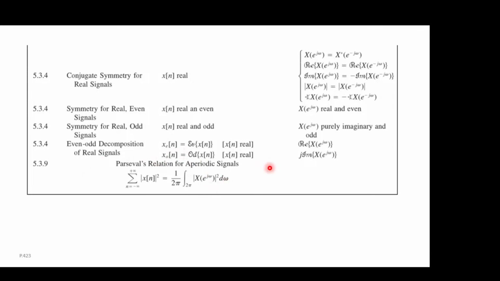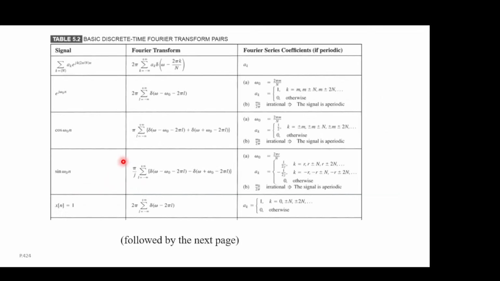Finally, we have Parseval's relationship as usual: the energy in the time domain equals the energy in the frequency domain. But there is usually a weird normalization. Here you need to divide by 2 pi, so it's the average energy in one period in the frequency domain, because it's periodic in the frequency domain. In the time domain there is no period, so you are just summing from minus infinity to plus infinity.